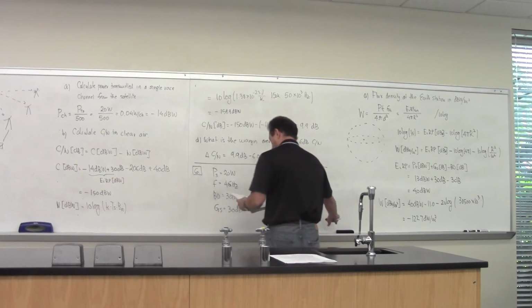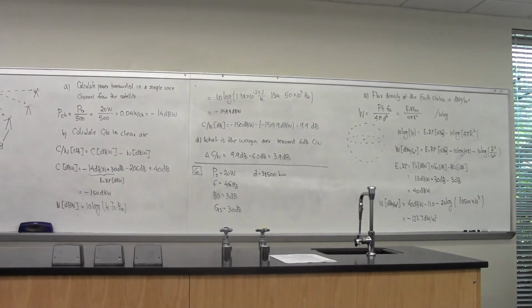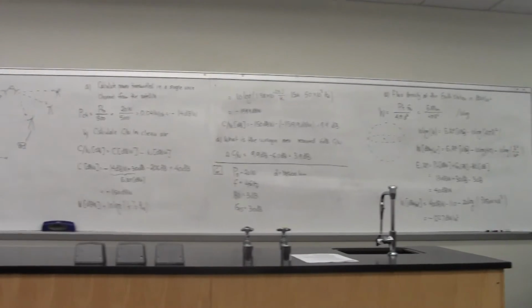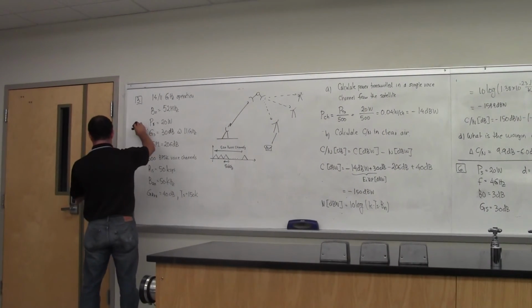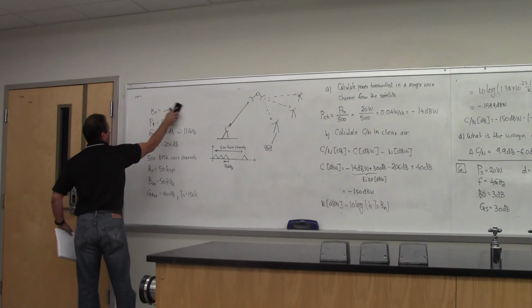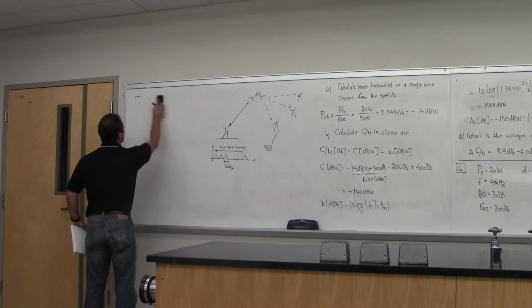Part B. Part B says: the power received by the antenna with a gain of 39 dB. So now I have this flux coming into the antenna that has a gain of 39 dB.